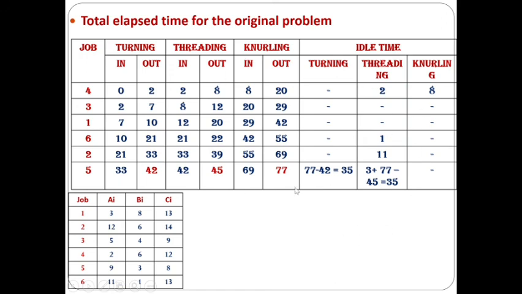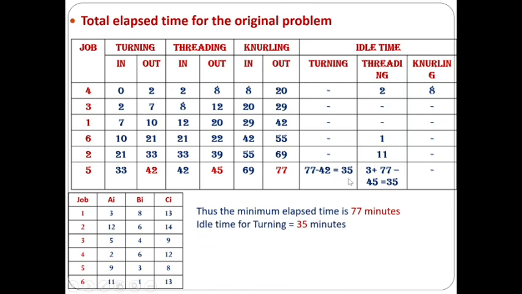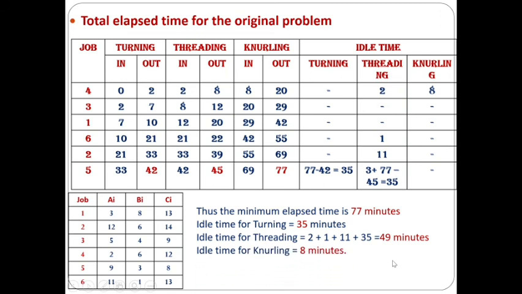So from this table we can get the details: the total minimum elapsed time is 77 minutes if we follow this optimum sequence for these 3 machines. The total idle time of the turning machine is 35 minutes. The total idle time of the threading machine is 35 plus 11 plus 1 plus 2, which is 49 minutes. Next, the idle time for the knurling machine is 8 minutes. These are all the solutions we can get from this 3 machines problem.